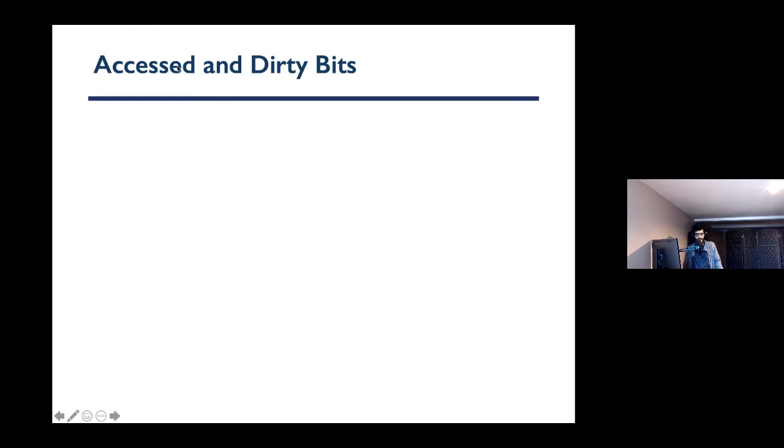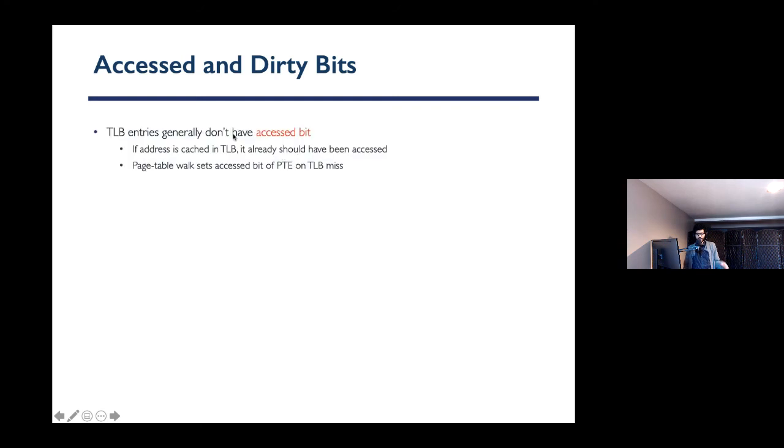Now let's talk about this accessed bit and dirty bits when it comes to TLBs. Now with TLBs, generally speaking, we don't cache this access bit. So again, a TLB entry is a cache of the page table entry, right? We're caching the address translation. Now, when we cache it in TLB, we might not want to cache all the information in the page table entry. One of the information that we're not interested in is this accessed bit. So usually this access bit is not cached.